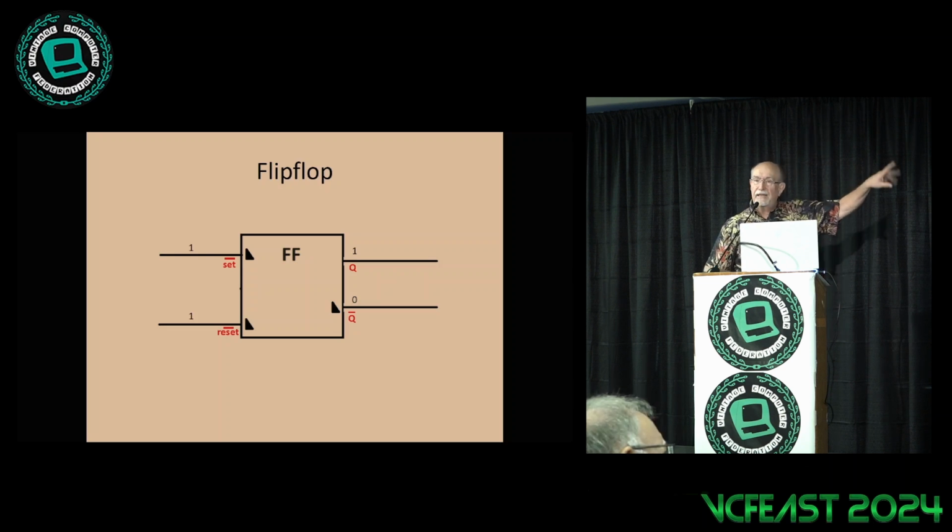So there's a lot of gates in here to protect from this. You'll see that they're looping the outputs back to block signals so you don't set it twice or reset it twice.